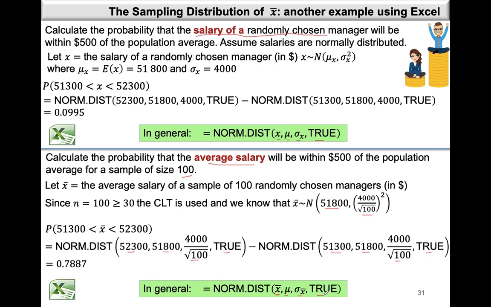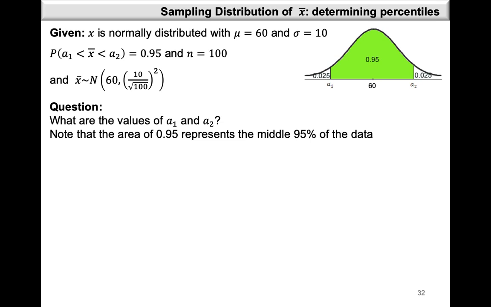In this question, we've been given that X is normally distributed with a population mean of 60 and a population standard deviation of 10. Furthermore, the probability of X bar lying between A1 and A2 is equal to 0.95, and the sample size is equal to 100. So we can see that our random variable of interest X bar has a normal distribution with a mean of 60 and a variance of 10 divided by the square root of 100 all squared. So the question asks, what are the values of A1 and A2?